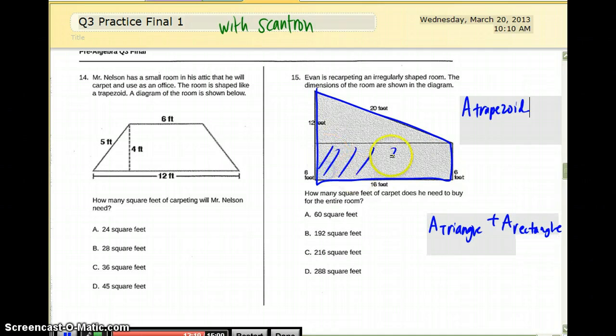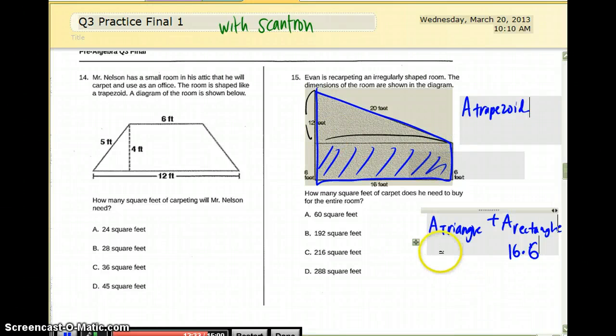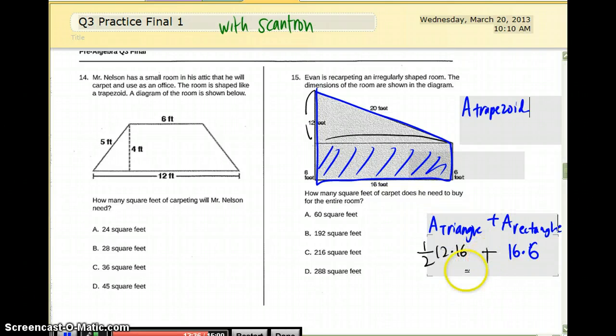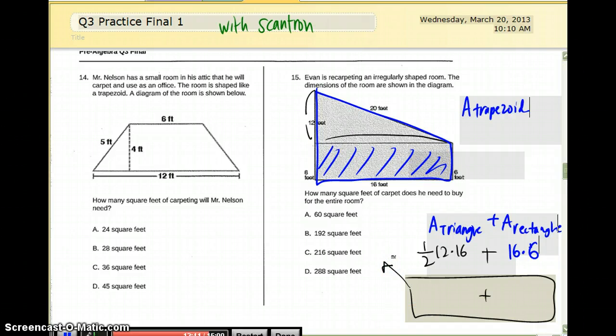So you can just find the bottom rectangle. Make sure you do pick the correct measurements. The rectangle is a 16 by 6 feet space. The triangle is going to be a 12-foot. I think it's representing 12. And then this part is 16. So a half of 12 times 16. And then you can add that up and then get your answer, which I'm not going to do for you. But if you got an answer, it would be B.